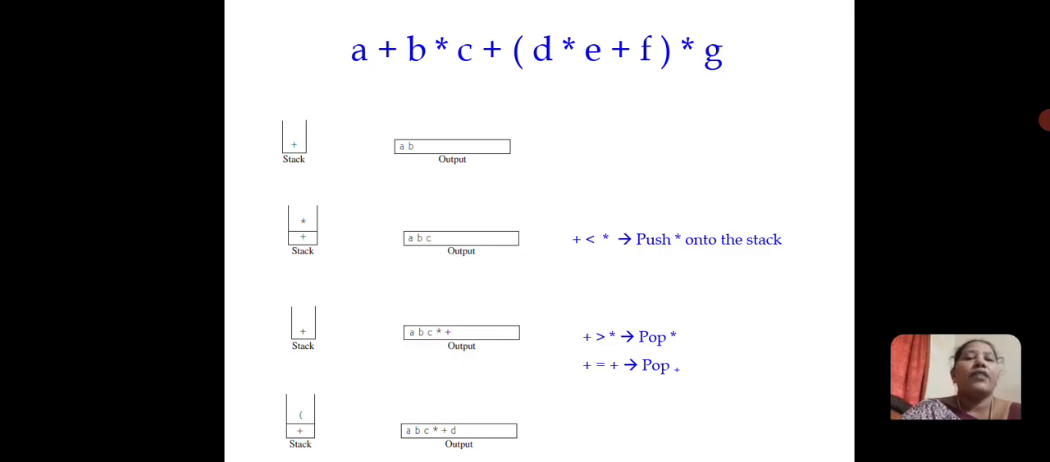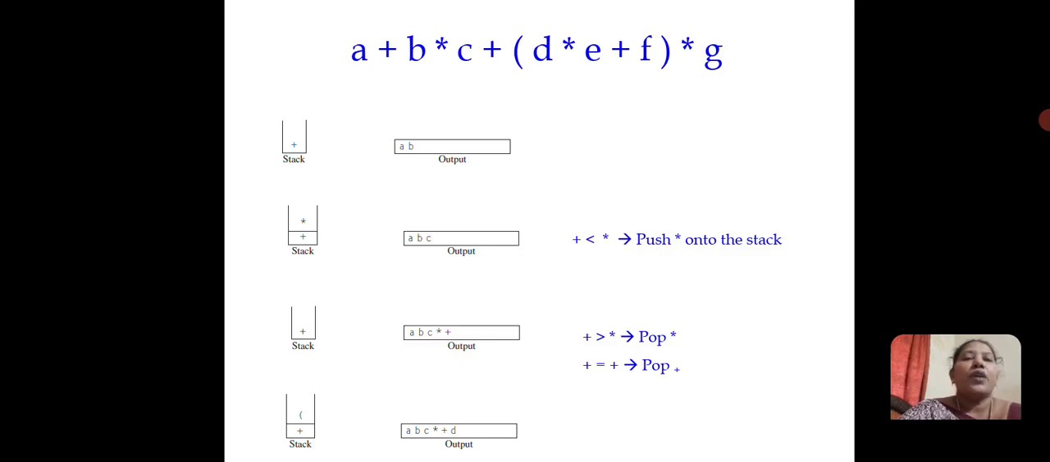Star has higher precedence, therefore you have to pop that star, and next you will check plus with plus. There again it is equal. It should not be equal. It should be less than the operator, then only you can push it into the stack. Therefore you will pop that plus also to the output.